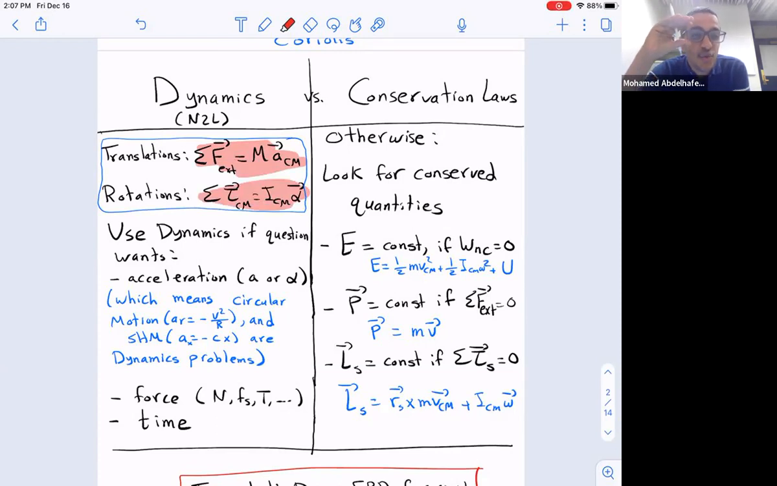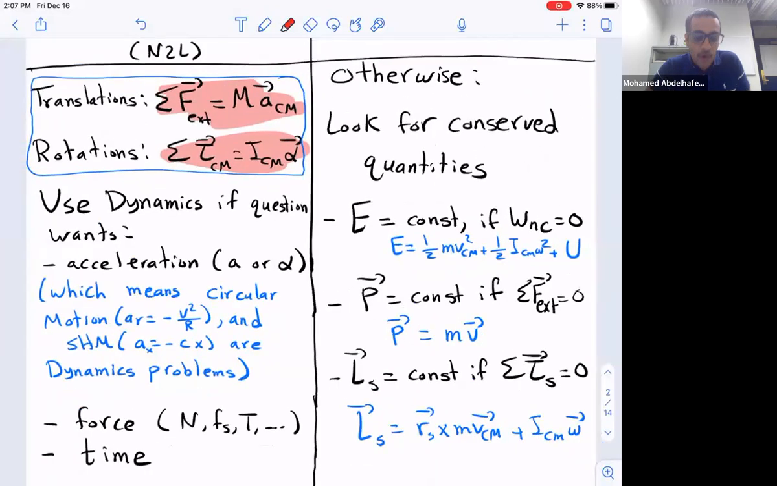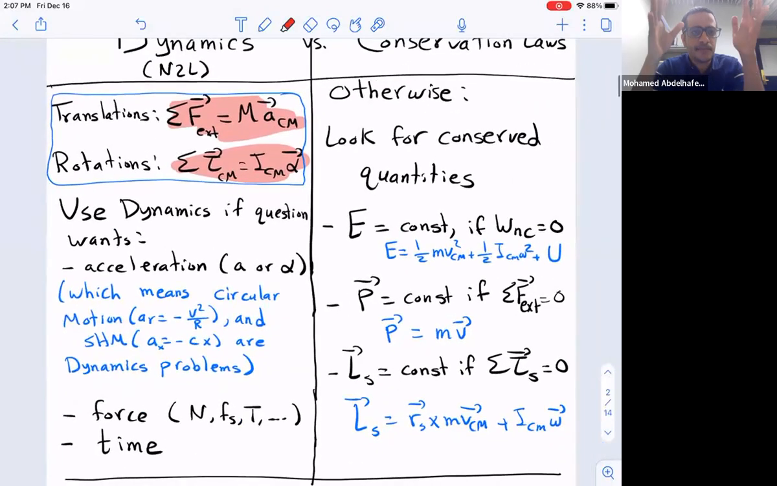Dynamics is usually a difficult approach. Usually looking at a problem from Newton's second law is more difficult than using conservation. So we try to avoid using dynamics as much as we can. We really use dynamics only when we really have to. So when is that the case? These quantities that I wrote right here on the left-hand side, these are the dynamics quantities.